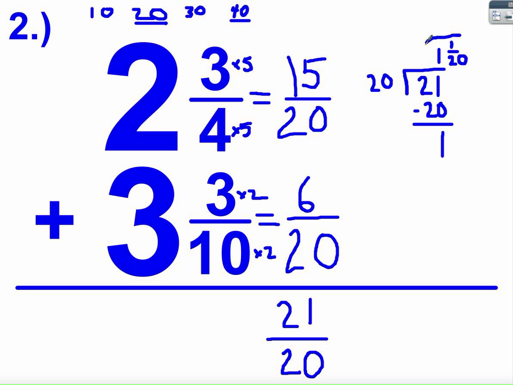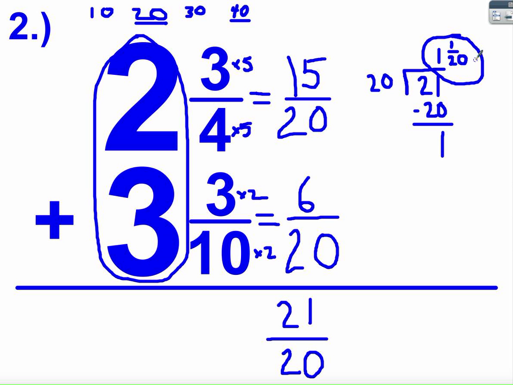Now, after I've finished my fraction column, I look at my whole number column. So I have a 2 plus a 3 is 5. So if I have 5 here and 1 and 1/20 here, all I do is combine them together. If I have 5 wholes and I add 1 whole and 1/20, I end up getting 6 wholes and 1/20. That's my answer to 2 3/4 plus 3 3/10.